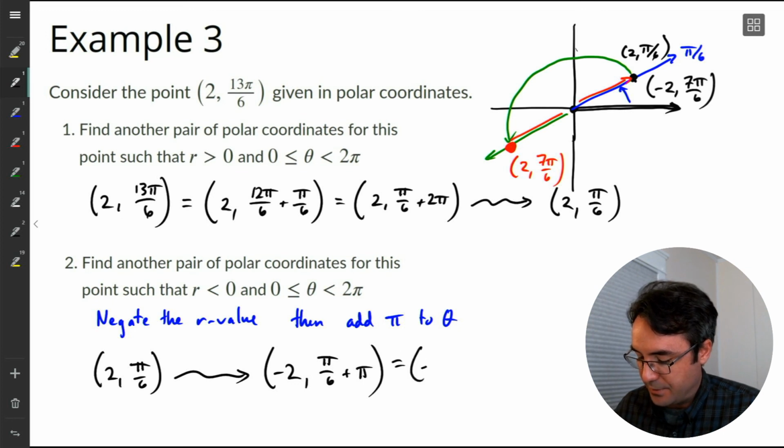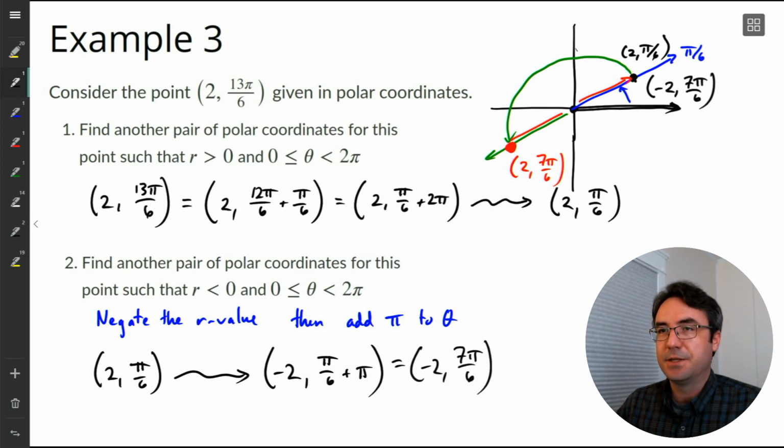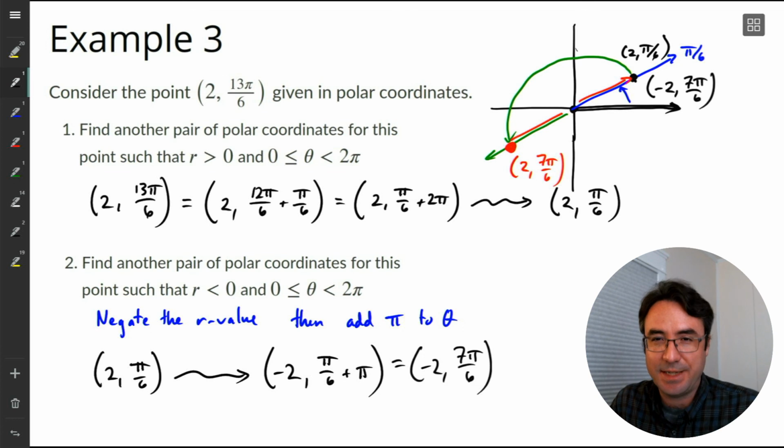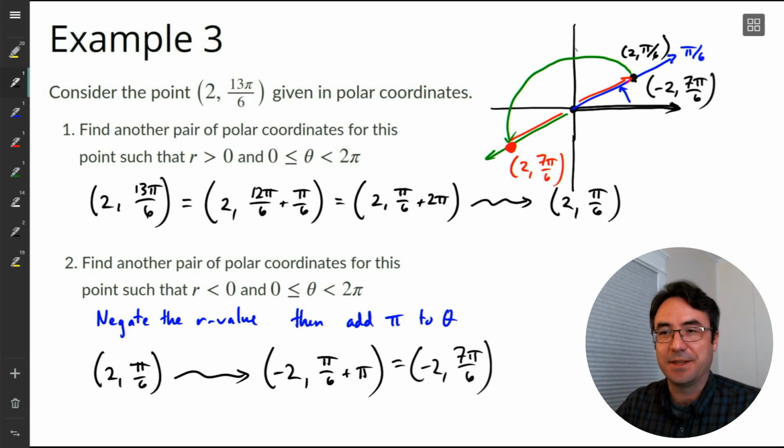That would be just getting a common denominator. So a lot of these points have many different possible representations. So you can play all sorts of games like this.